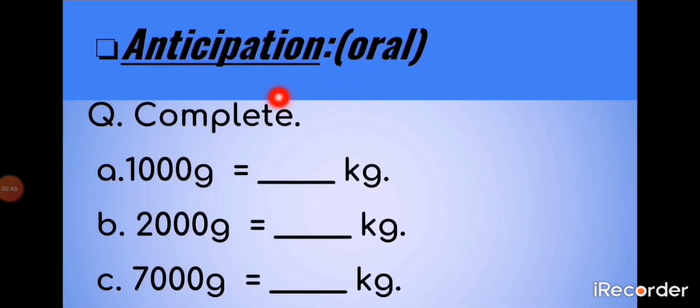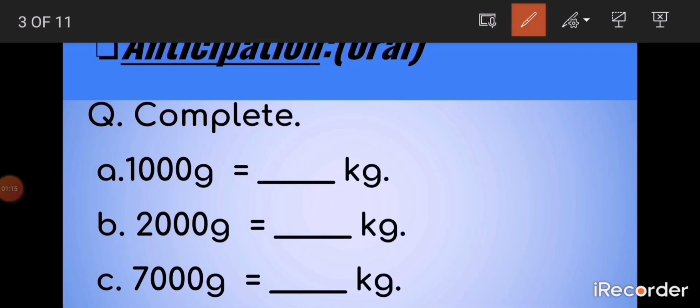Now we are moving towards anticipation. It's an oral anticipation. Complete 1000 gram. 1000 gram is equal to dash kg. Kg stands for kilograms. So how many kilograms are equal to 1000 gram? We have discussed in our previous lesson that 1 kg is equal to 1000 gram. So what is the answer here? 1000 gram is equal to, yes, 1 kilogram.